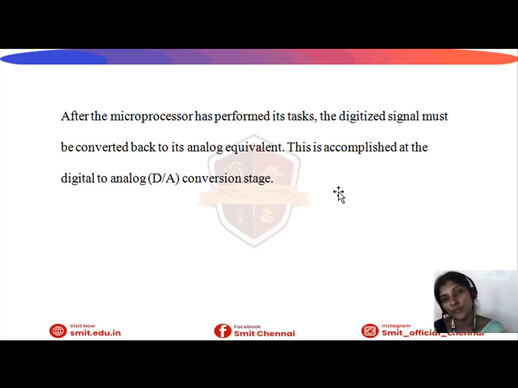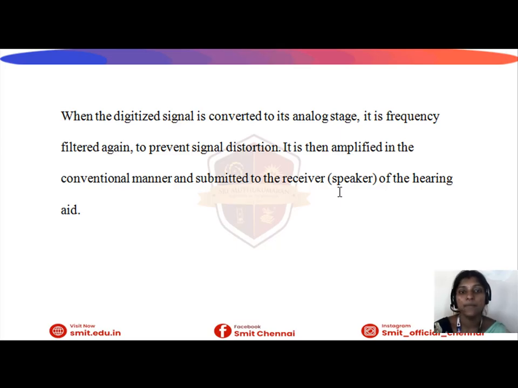After the microprocessor has performed its task, the digitized signal must be converted back into the analog equivalent. This is accomplished by the digital to analog converter, in the DAC stage. When the digitized signal is converted to analog, it is frequency filtered again to prevent signal distortion. Before signal processing the frequency is filtered, and after the signal is processed it is filtered again. It is then amplified in the conventional manner and submitted to the receiver, that is, the speaker of the hearing aid.